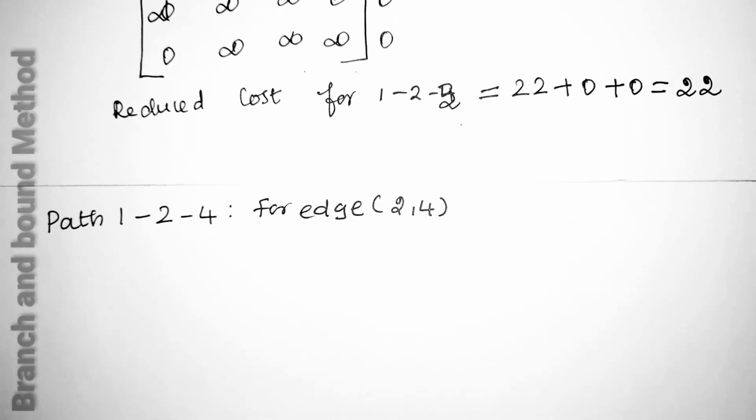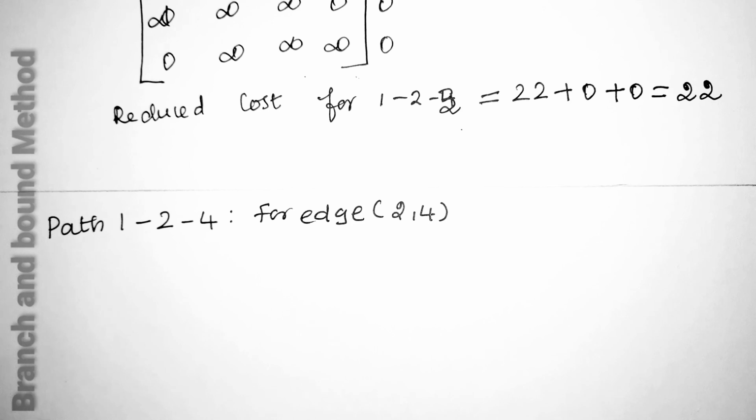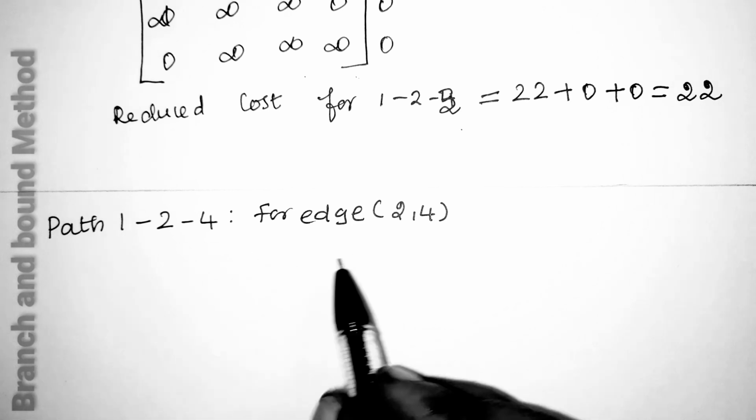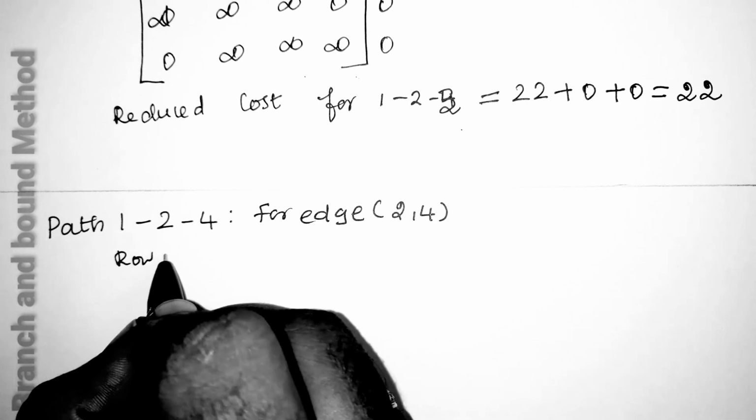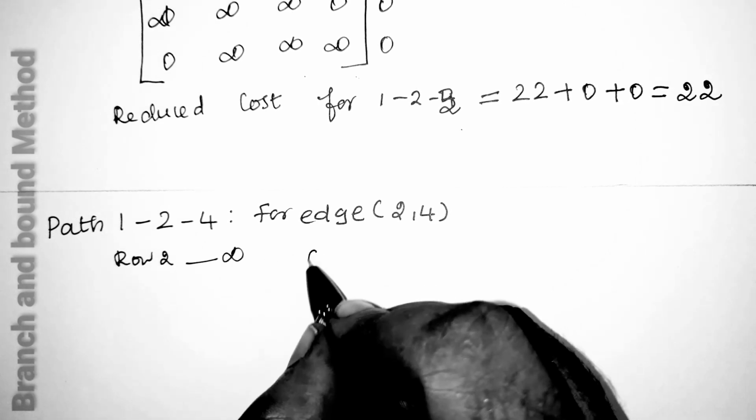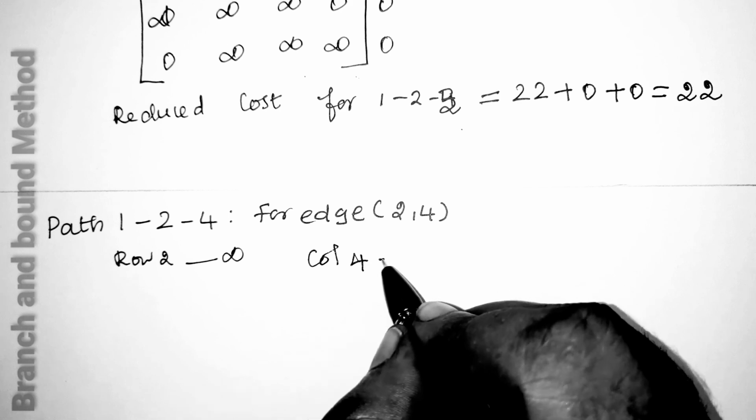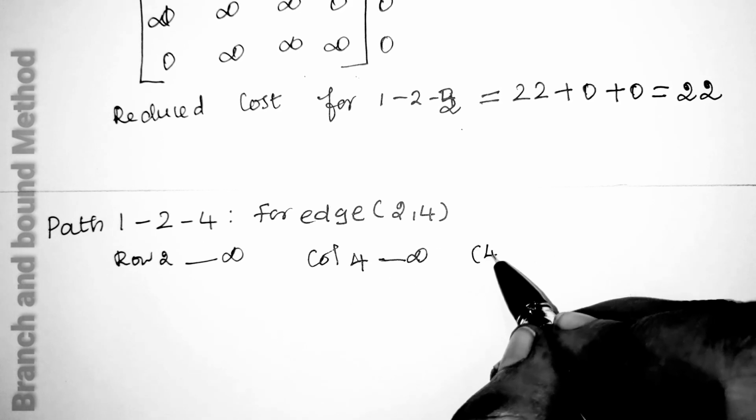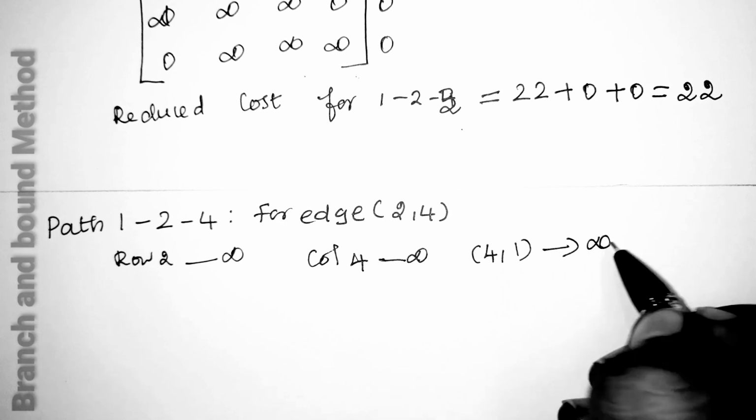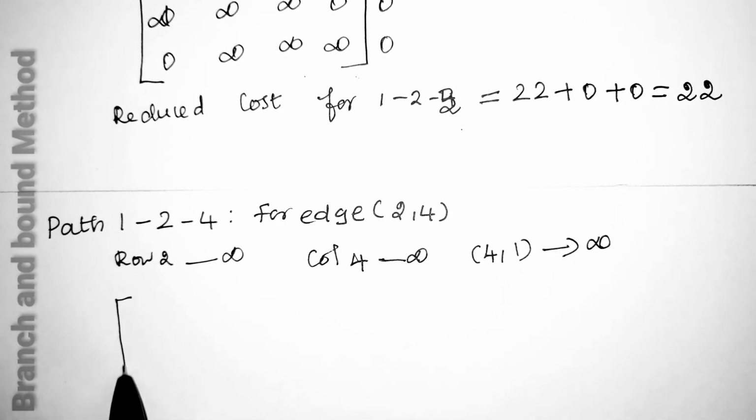Okay, next we have to write the reduced cost for the path 1, 2, 4. The edge is 2, 4. So, row 2 infinity, column 4 infinity, and the node 4, 1 is infinity. So, write the reduced matrix.